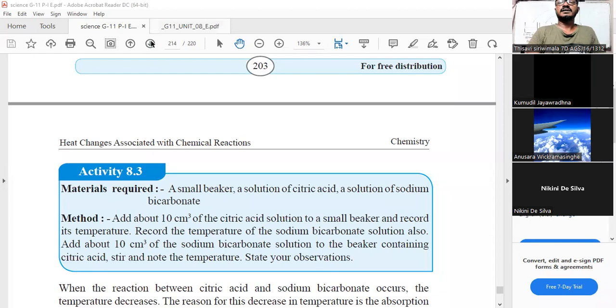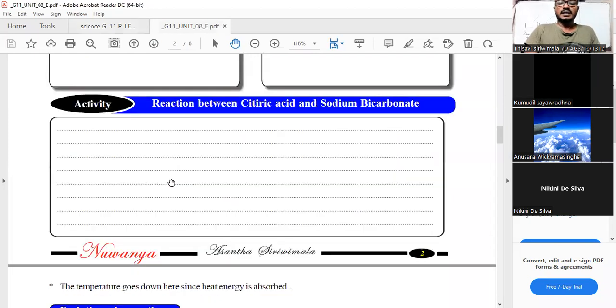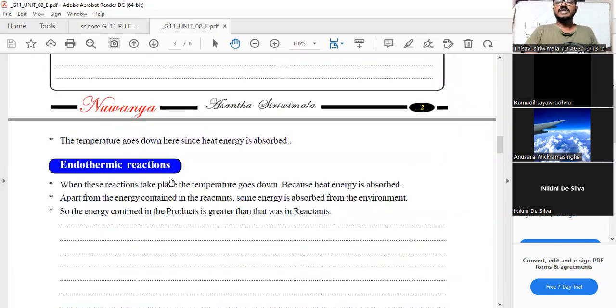Okay, diagram is done. Now it says something like this. The temperature goes down here since heat energy is absorbed. So the system will get cooled, because the heat energy is absorbed.